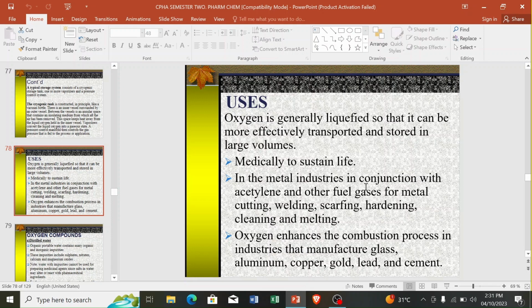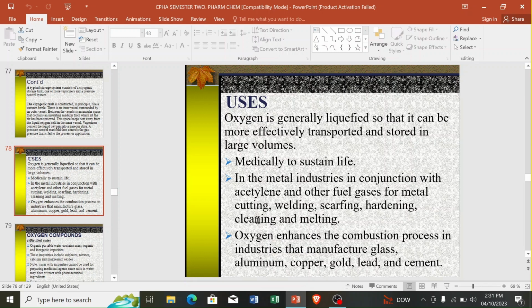In the metal industries, in conjunction with acetylene and other fuel gases, oxygen is used for metal cutting, welding, scarfing, hardening, cleaning, and melting. So these are all points. In the metal industries, we use oxygen for cutting, welding, scarfing, hardening, cleaning, and then melting. Those are 6 points.